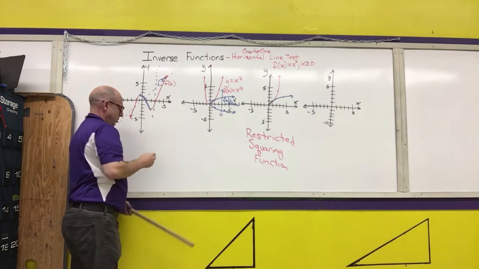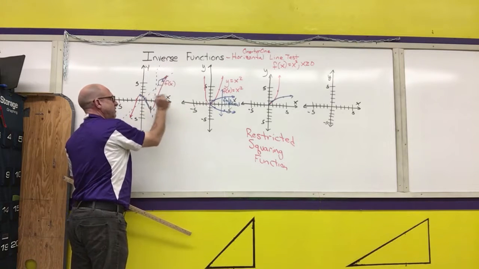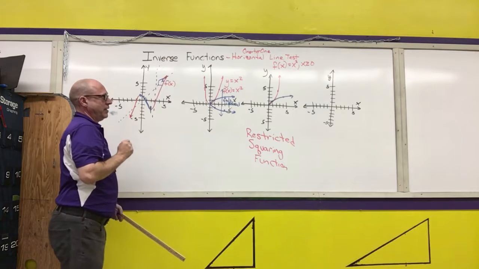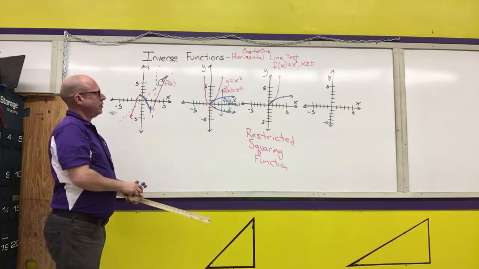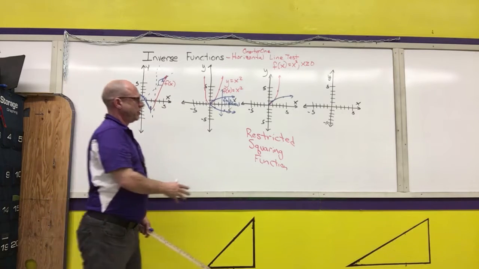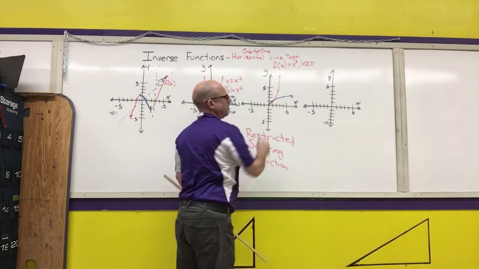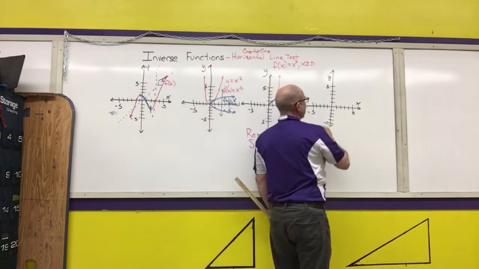I could also, similarly, restrict the domain of my original function from 2 to infinity. That section of the graph passes the horizontal line test. We're going to see several examples throughout the rest of the year where I have to restrict domains of the original function in order to come up with what we think about as the inverse of a function.